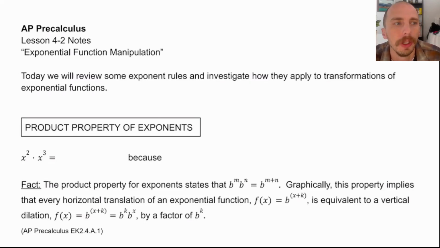All right, in this video, we're going to be talking about exponent properties. And I know you have already heard about these exponent properties, and we're going to be looking at them through a slightly different lens, talking about exponential functions. So we're going to talk about also some transformations of exponentials.